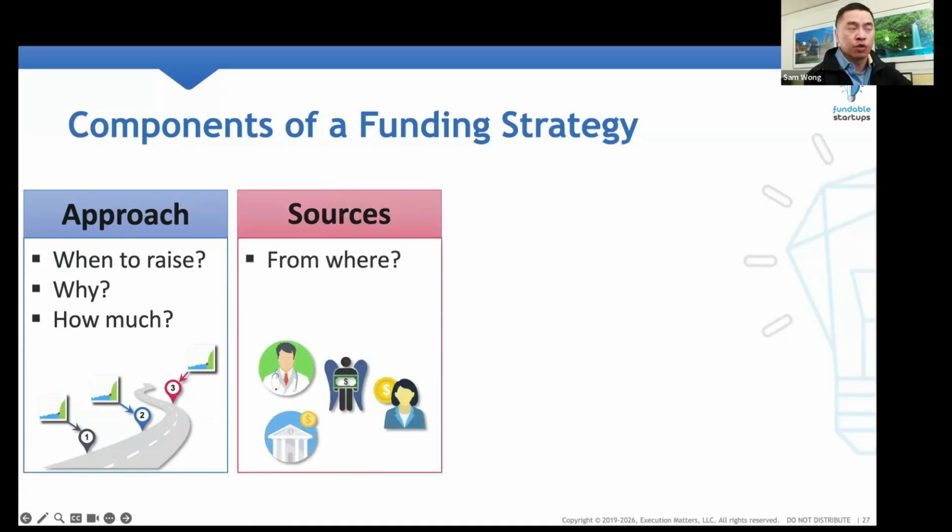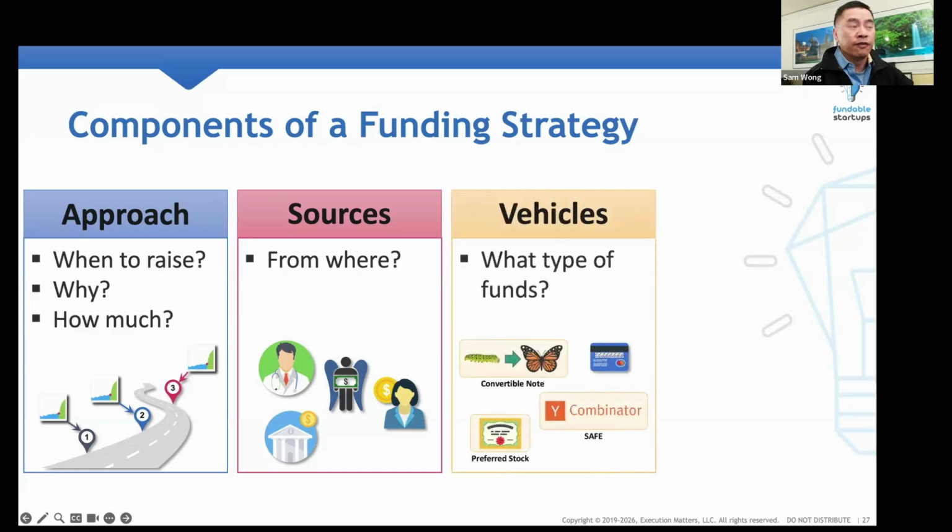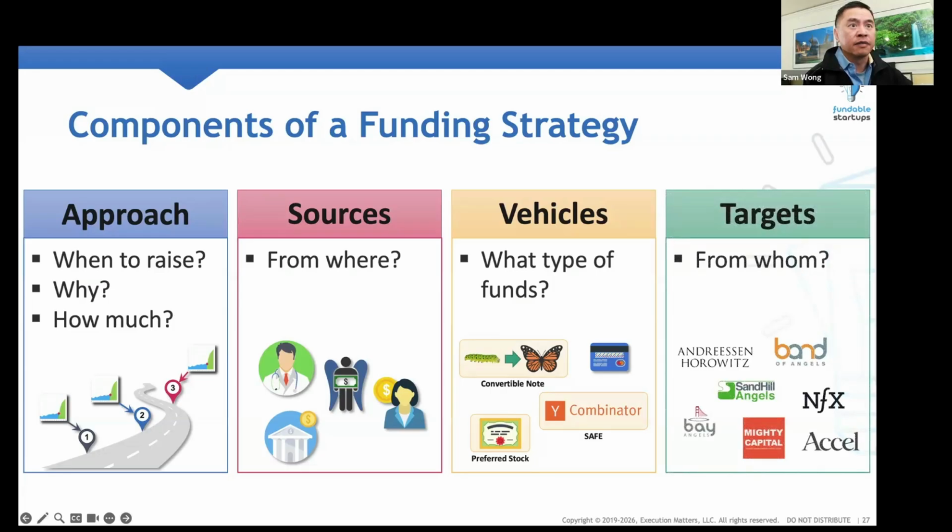The second component is sources. From what pool of funders should you raise funds? Vehicles, or what type of contracts should you use? And then finally, targets. Once you've determined who your funding sources may be, exactly which investor or investors would you target? This session is going to dive deep into the funding vehicle, specifically the SAFE, Simple Agreement for Future Equity, which is a contract offered by Y Combinator.